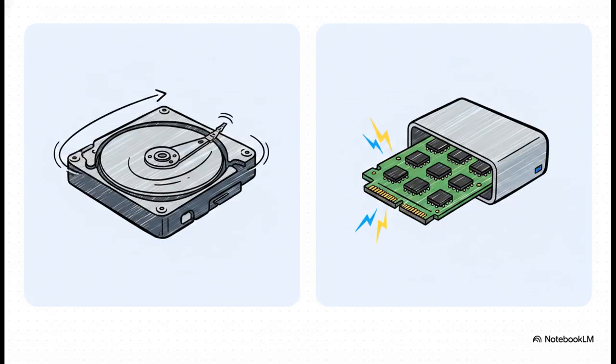And that filing cabinet of yours comes in two main flavors. You've got the traditional hard disk drive, or HDD, which uses a physical spinning platter and a little mechanical arm, almost like a tiny record player. And then there's the modern solid-state drive, or SSD, which uses memory chips with zero moving parts. And because there's nothing moving, it's way, way faster and a lot more durable.